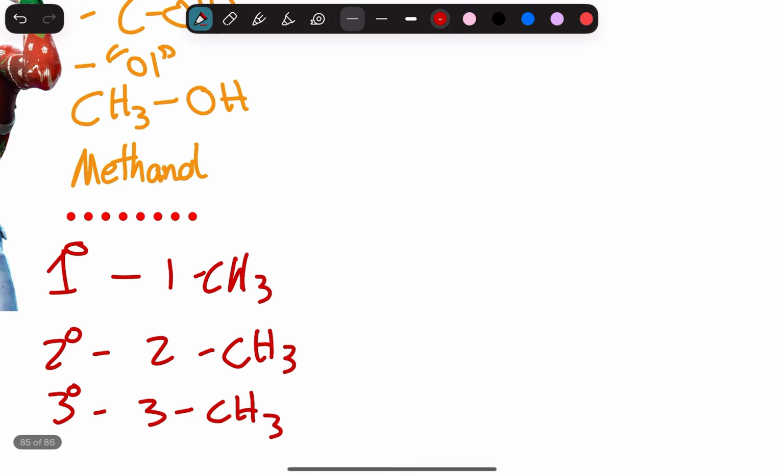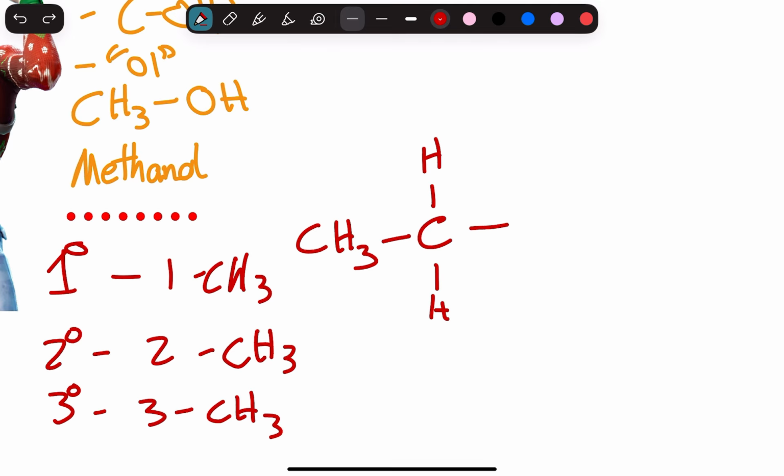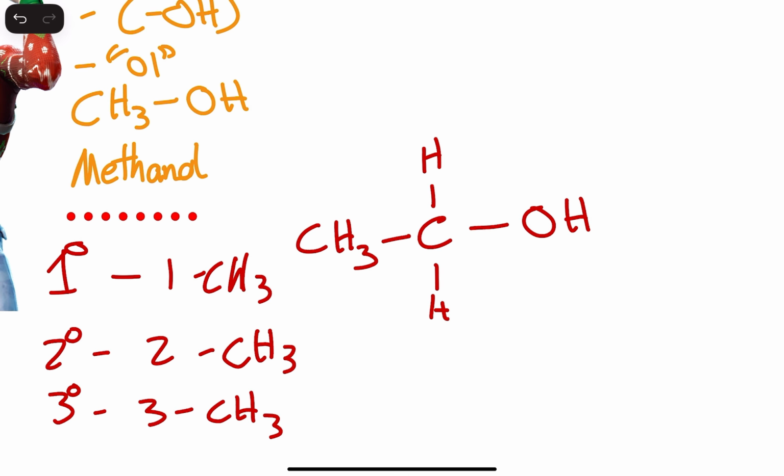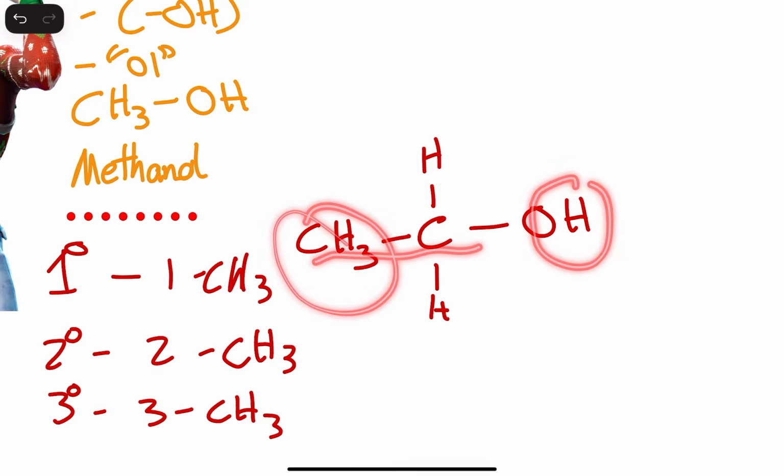So a primary or 1 degree alcohol would be if we have our carbon atom here that's attached to 2 H's, and then our group right here, and then we just have our OH right here. So we see that the OH is only attached to 1 carbon group. This doesn't count because it's not a carbon group. This has the full CH3 with it. So this is only attached to 1 carbon group.